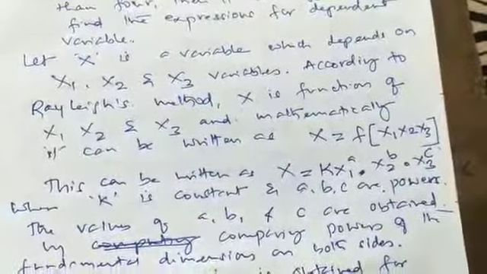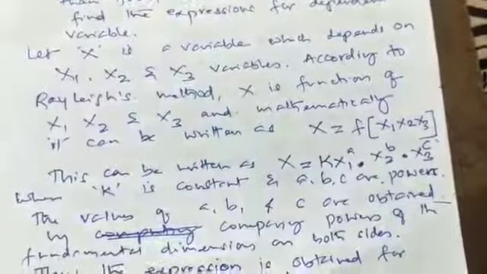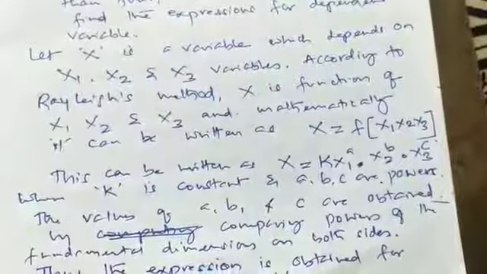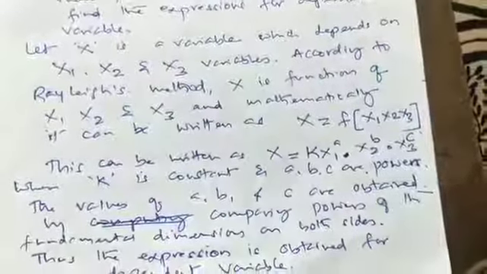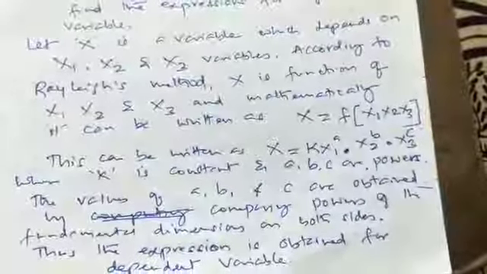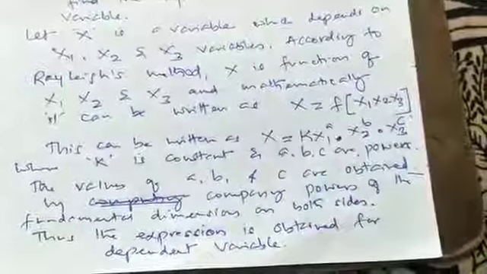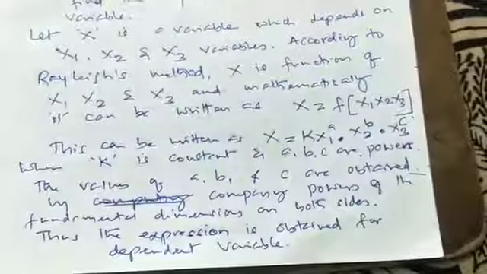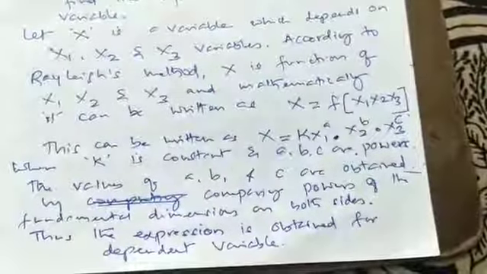Let x be the variable which depends upon x1, x2, x3. According to Rayleigh's method, x is a function of x1, x2 and x3, because x is dependent on x1, x2, x3. So mathematically it can be written as x is equal to function of x1, x2, x3. This can be written as x is equal to k x1 raised to a, x2 raised to b, x3 raised to c, where k is a constant and a, b, c are the powers.